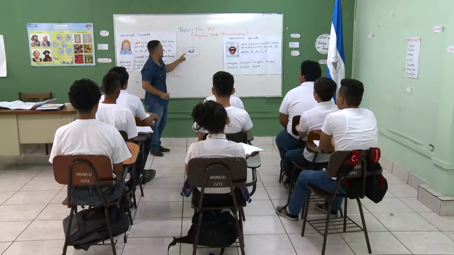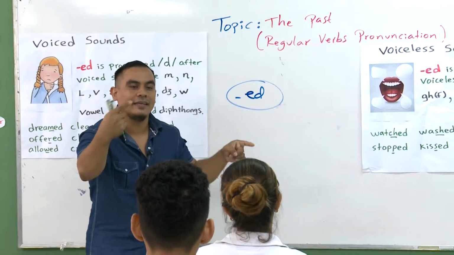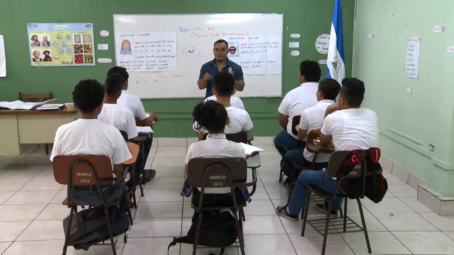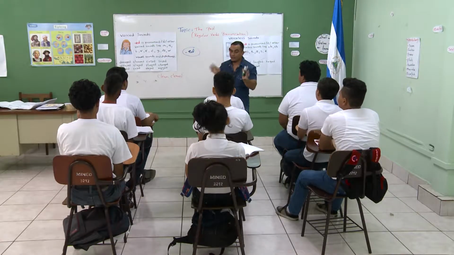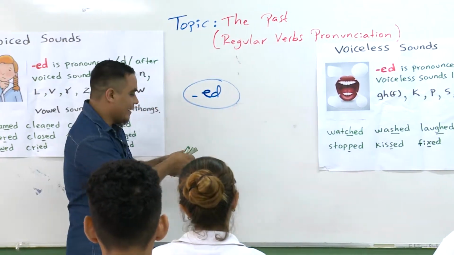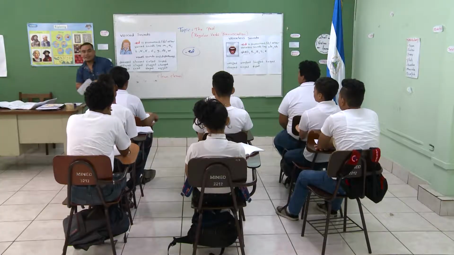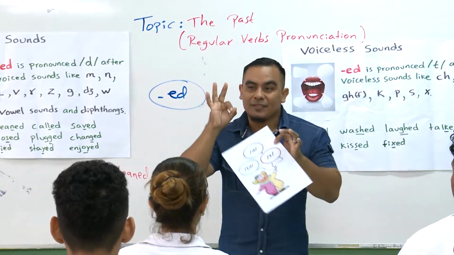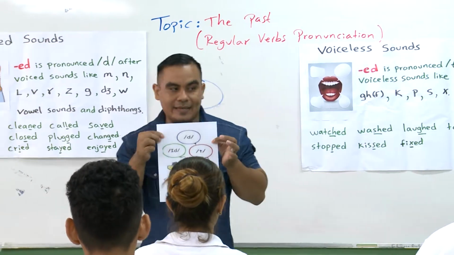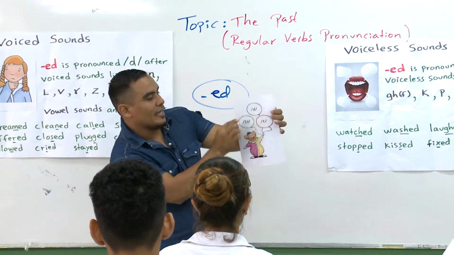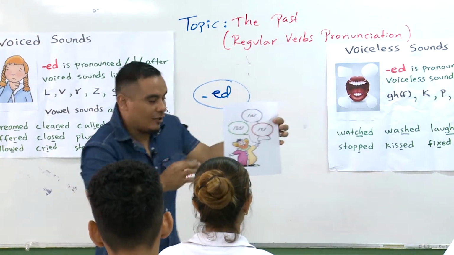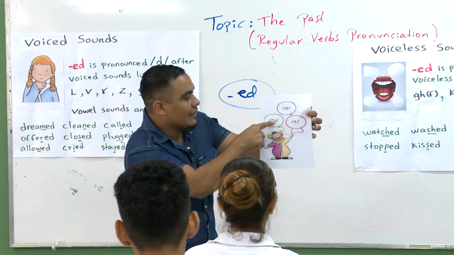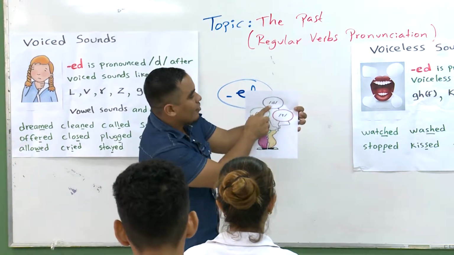Everybody say ed. Ed. Ed. Great. However, we got a little problem because ed has three ways to be pronounced. We have three ways to pronounce ed in English. Sometimes it sounds like id. Look at the clown and the bubbles here. Sometimes it sounds like id. Other times it sounds like d.